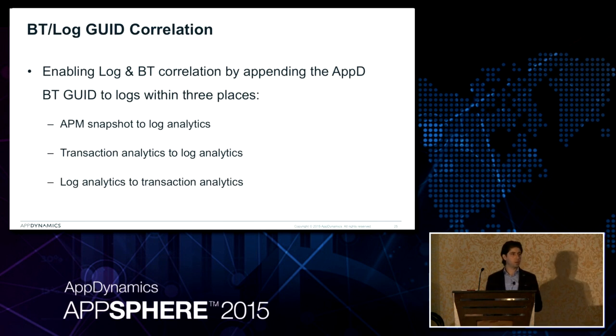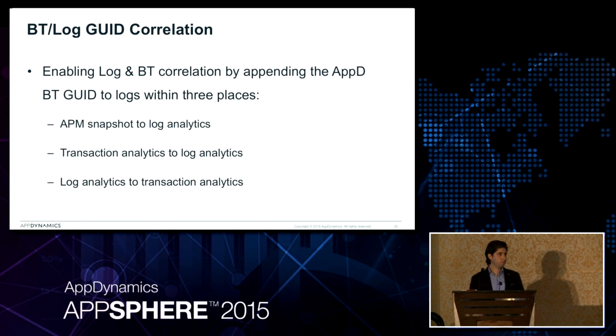Another feature we are releasing in our 4.2 release is the business transaction log GUID correlation. If you are a Java APM customer, you can tell the same agent that collects BTs and attaches a unique GUID to each business transaction to insert the same GUID into logs. Imagine a BT passing through 5 tiers with multiple log files; they all have the same GUID, and that's why we can correlate BTs to logs.